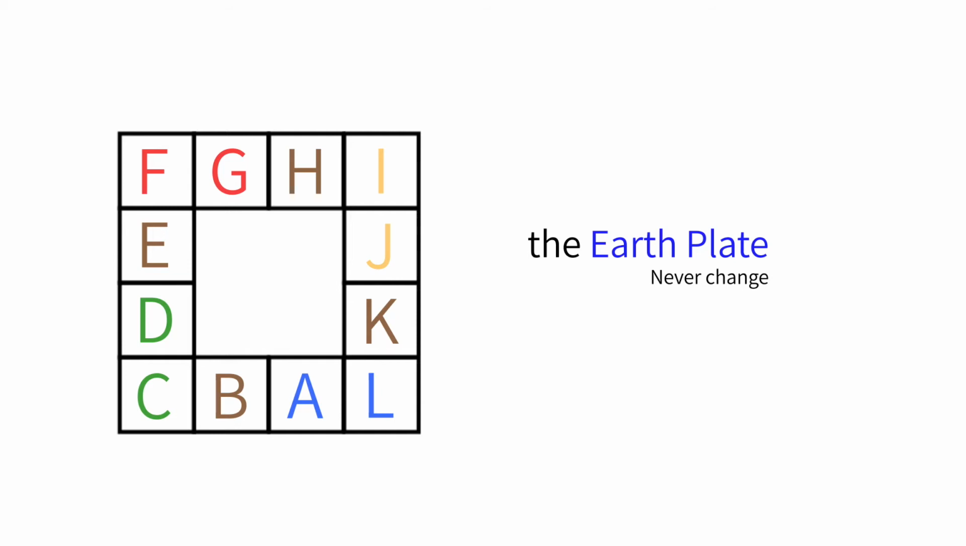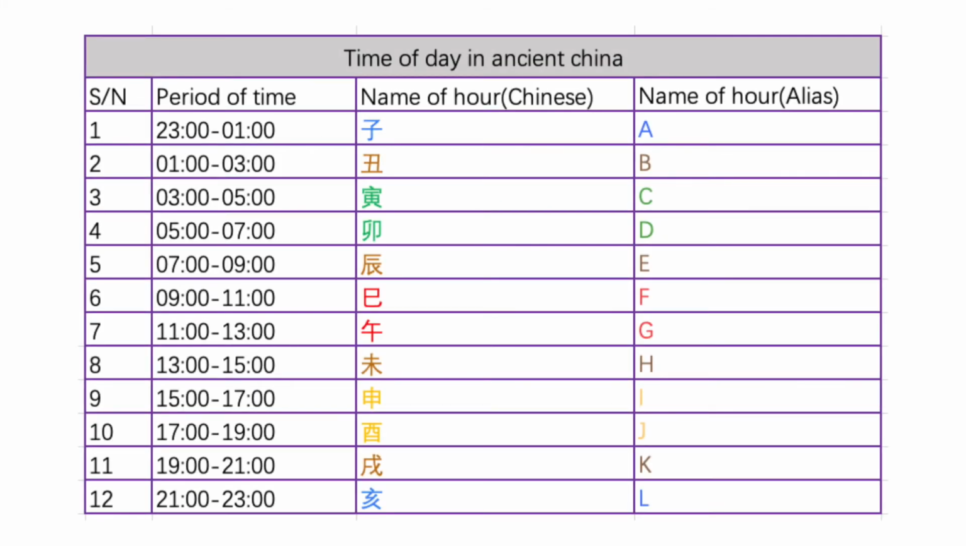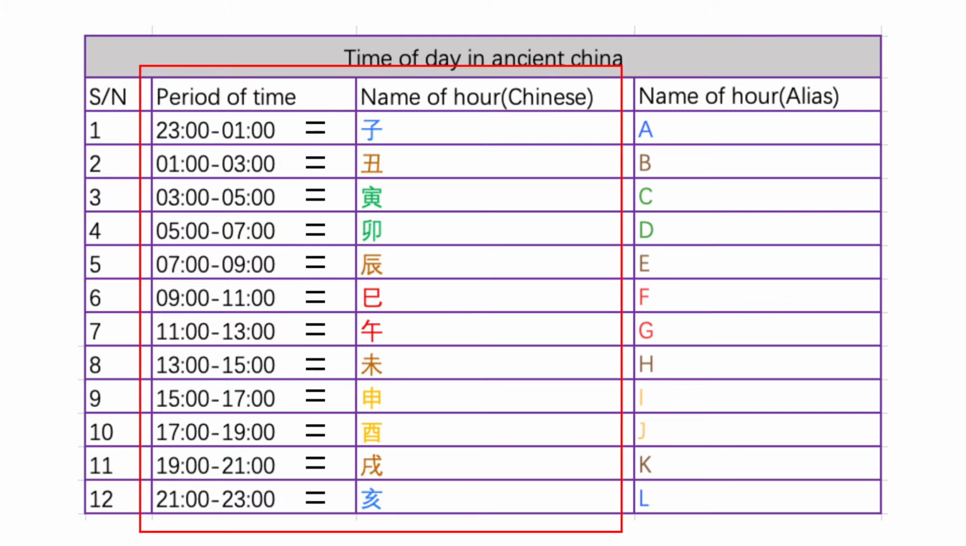I emphasize that the form of the earth plate will never change, because the form of the heaven plate changes over time. Before talking about the heaven plate, let's review a few knowledge points that I have talked about before. The ancient Chinese divided a day into 12 hours, which means that the length of 2 hours today is equal to the length of 1 hour in ancient China. Seeing the total number of 12, you will definitely think of the 12 terrestrial branches.